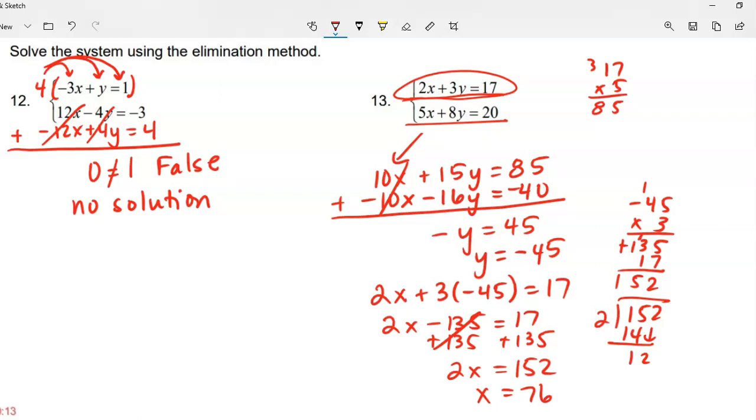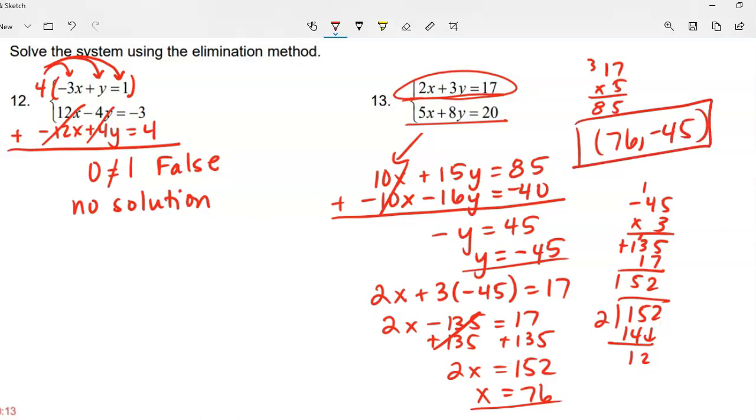Okay, so here's my y value, there's my x value, and the final answer is 76, comma, -45. Big numbers, but trust yourself. And again, you can check. So you can plug in 76 into here. You can plug in -45 into there. Do your arithmetic. It should equal out to 17.